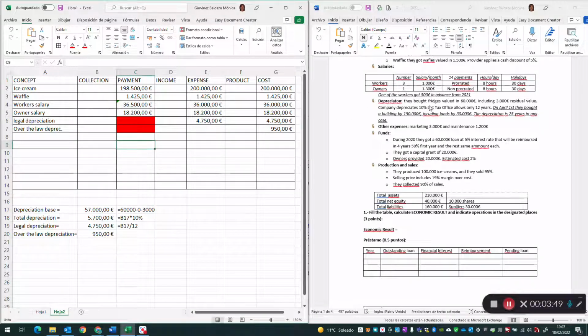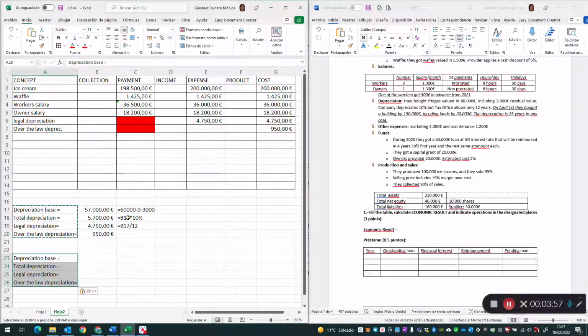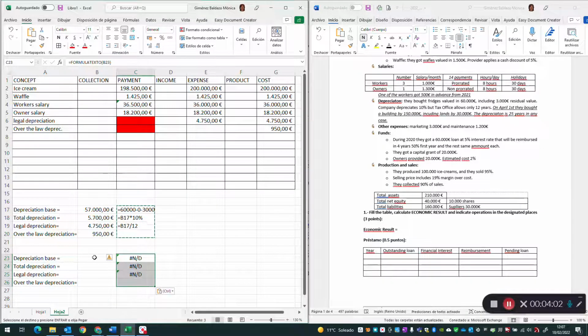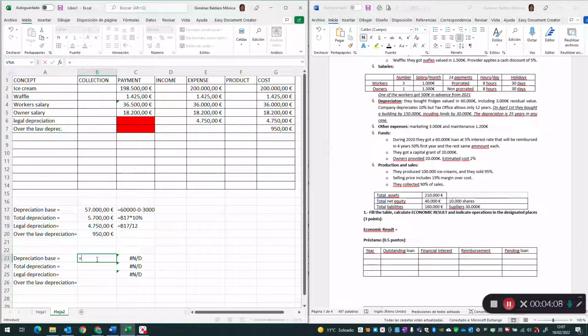Okay, we had the fridges and we also had the building. Let's move on to the building. We're going to do the same. We're going to calculate a depreciation base, a legal depreciation, an over the law depreciation, a total depreciation, everything, okay? So let's start with the depreciation base for the building. It says that the building value is 150,000 minus land, which is 30,000, minus the residual value, which is 0. Okay, good. So that's the depreciation base.